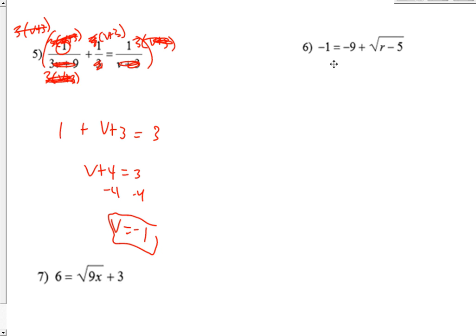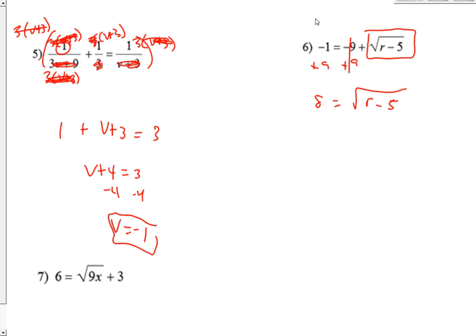Now when we look at problem number 6, we see that there's a radical in this equation. And what we need to do is isolate this radical and get rid of everything outside of it. So we've got this negative 9 being added. Well, it's negative 9, so we're going to add the 9 to both sides. And that will get rid of the negative 9, and we get 8 is equal to the square root of r minus 5. Now, we cannot do anything with r minus 5 until we get rid of this radical.